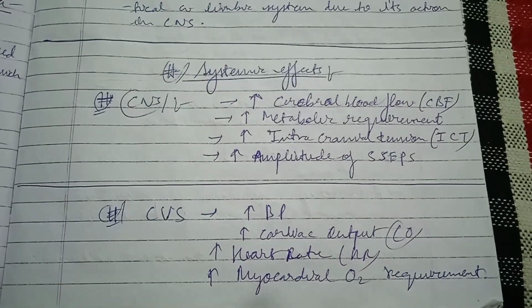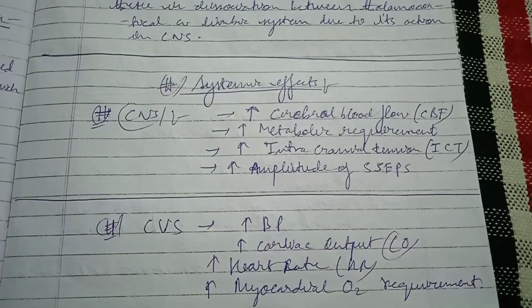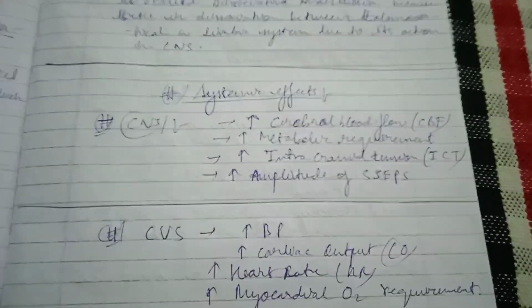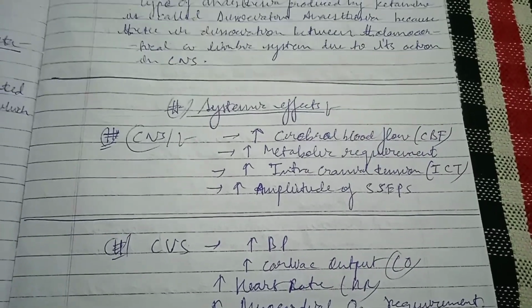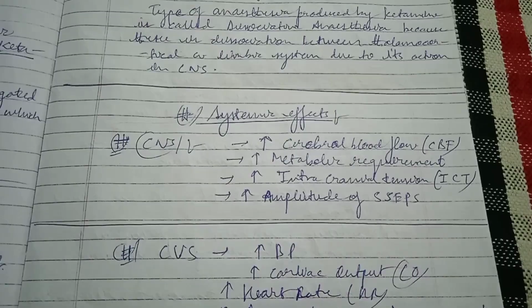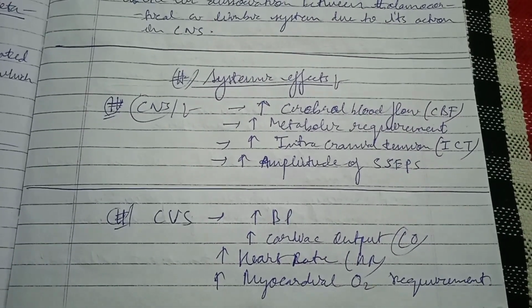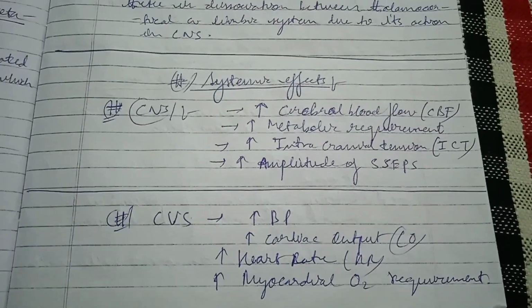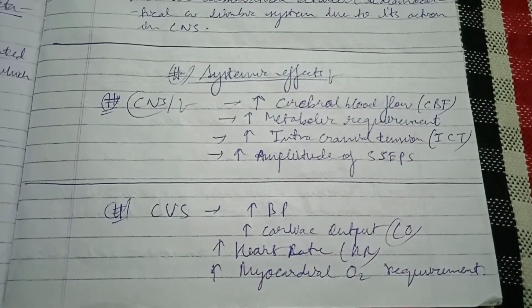Let's have a look at the systemic effects. At the CNS level, it causes increased cerebral blood flow, CBF, increased metabolic requirements, and increased ICT, intracranial tension. Also, it increases the amplitude of SSEPs at the CNS level. Now, at the cardiovascular level, it increases blood pressure, cardiac output, heart rate and myocardial oxygen requirement. So have a note of it.